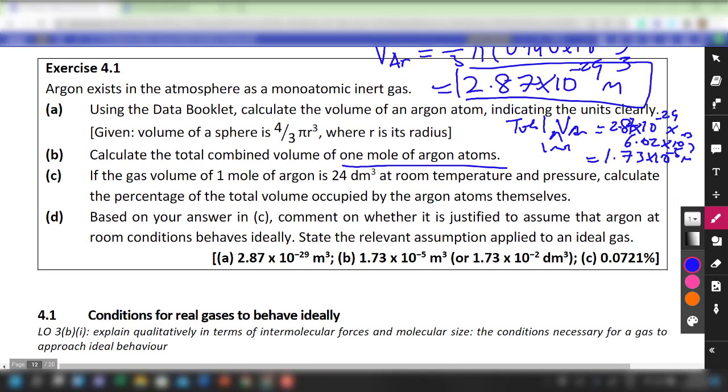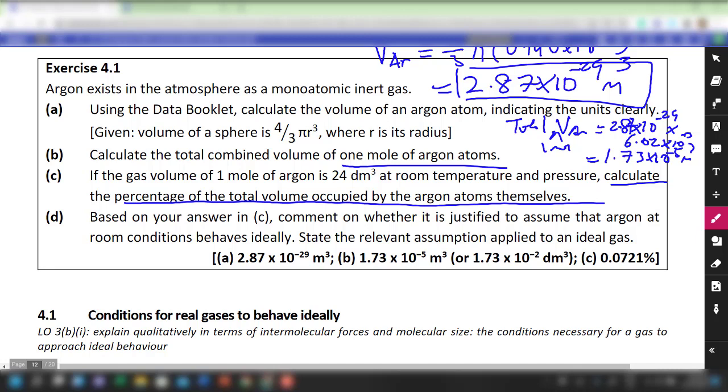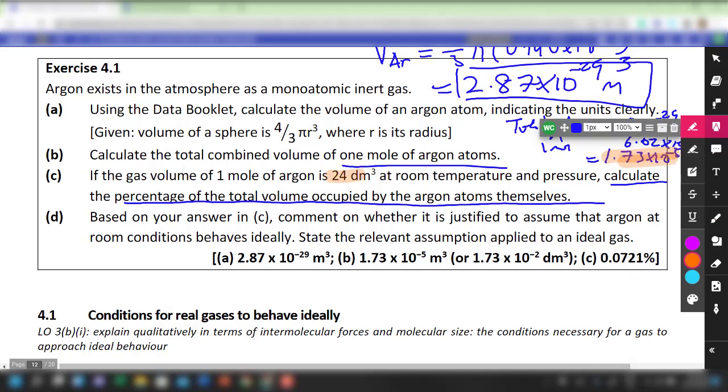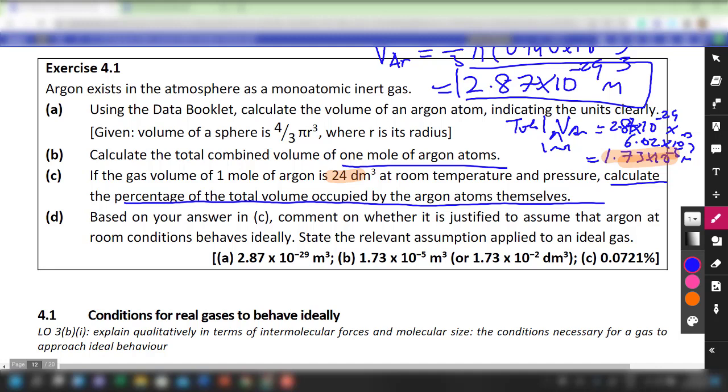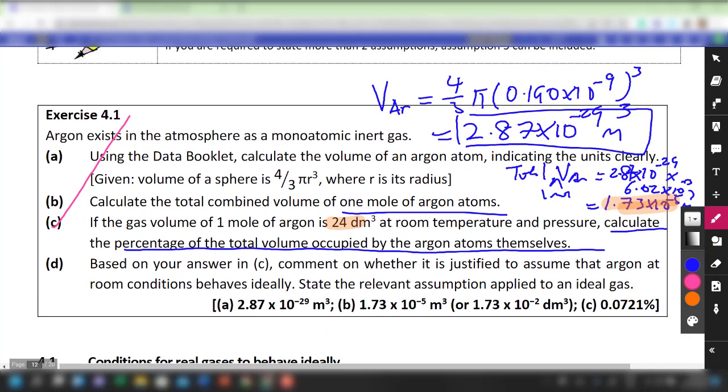If the gas volume of 1 mole of argon is 24 dm cubed, calculate the percentage of total volume occupied by the argon atoms themselves. So basically, you will take this number and divide by 24 dm cubed, but you can't take it directly because you need to convert 24 dm cubed to cubic meters. So for part C, your calculation would be 1.73 times 10 to the power minus 5 divided by 24.0 multiplied by 10 to the power minus 3, multiplied by 100%.